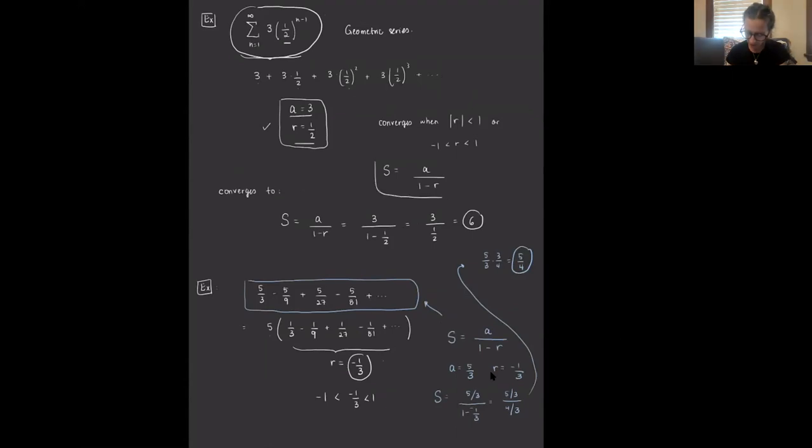We know the sum of the geometric series is a over 1 minus r. We can apply that here. A is 3, and r is 1/2, so the sum is 6.